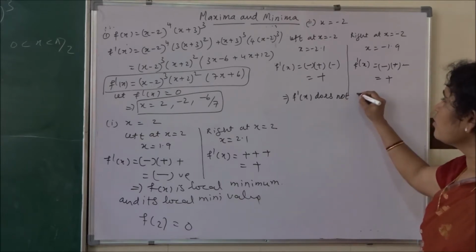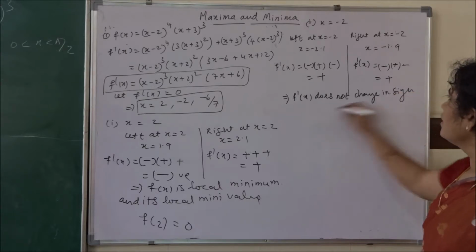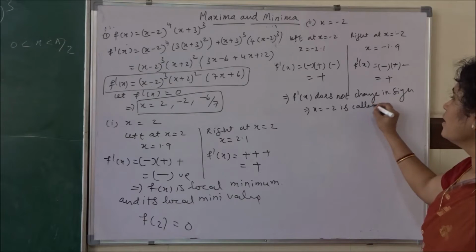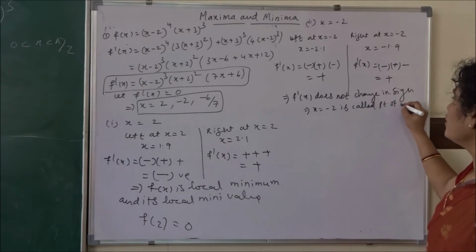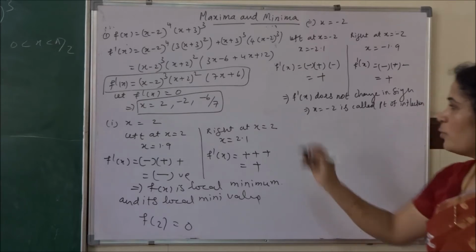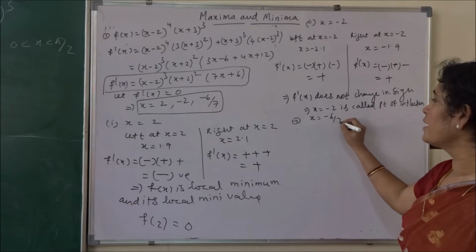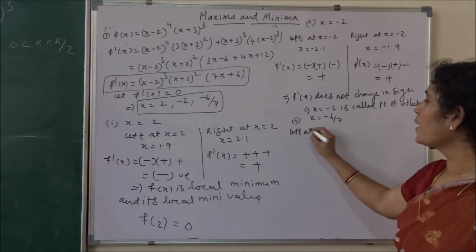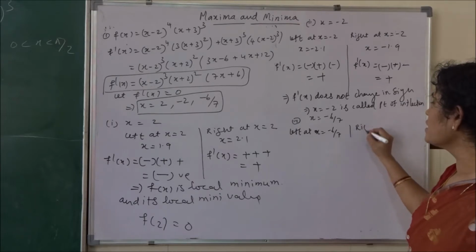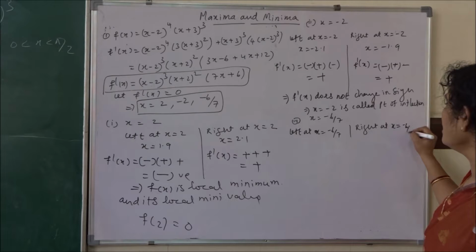F dash of x does not change in sign, which implies x is equal to minus 2 is called, what is it? It is called the point of inflection. Now one more point we have, that is the third point, x is equal to minus 6 by 7. Again we check left and right of x is equal to minus 6 by 7.